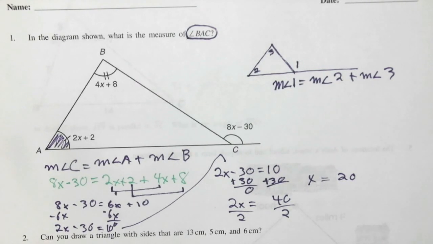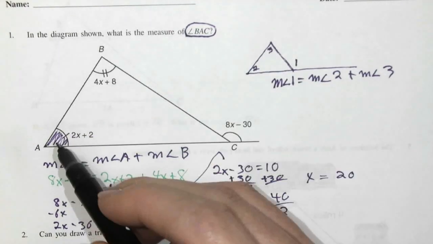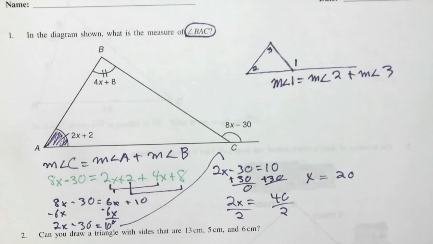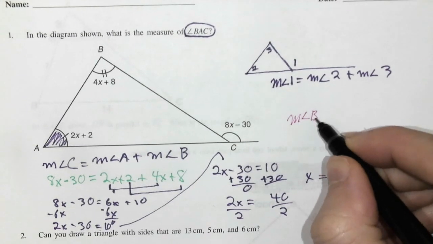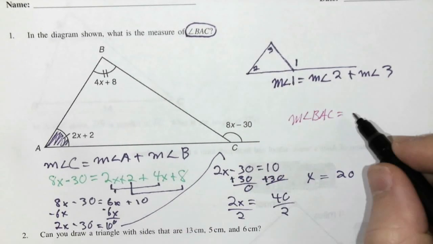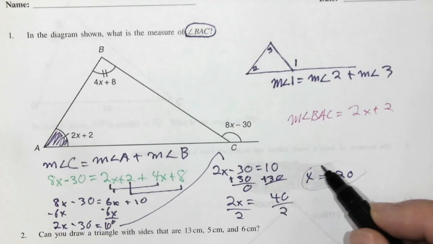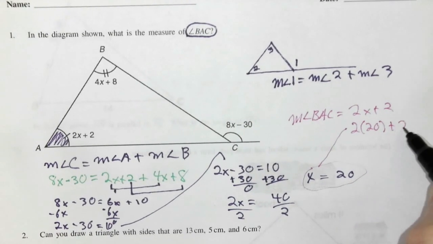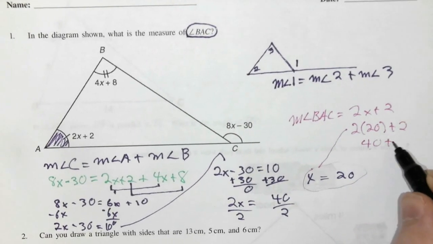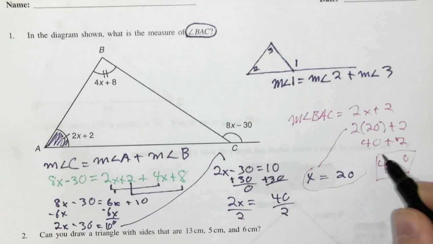But our first question that we answered was, what am I looking for? I want the measure of angle BAC. Well, the measure of angle BAC is equal to 2x plus 2. So now we're going to substitute my x equals 20 for x. So I have 2 times 20 plus 2, which is 40 plus 2. So the answer is 42 degrees.